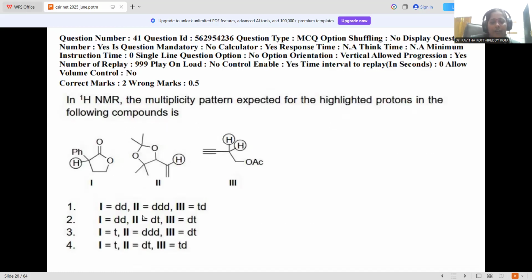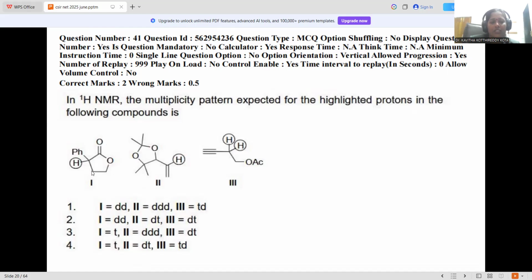Again, it is a part of organic spectroscopy. In proton NMR, the multiplicity pattern expected for highlighted protons in the following compounds is, right? Here, the proton NMR spectrum is provided, and in these 3 compounds, protons are labeled, protons are highlighted. For these protons, how the spectral signals, multiplicity patterns are located, we need to identify. Whenever compound 1 was considered, adjacent carbon, this adjacent carbon has no hydrogen, so no question of splitting for proton NMR spectra. Only this side we have 2 hydrogens.